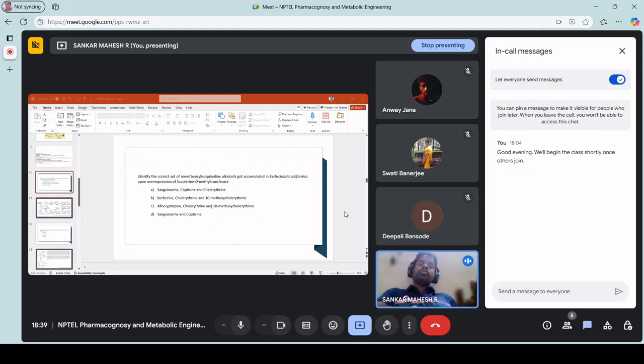So this also belongs to the family of Papaver somniferum, right? That's where you have your poppy. Now they ask for overexpression of scoulerine O-methyltransferase, which means scoulerine is involved in this process. So, does anyone know where exactly scoulerine is being produced? As in, which step of the pathway? Swati, Deepali, Anbe? Anyone?